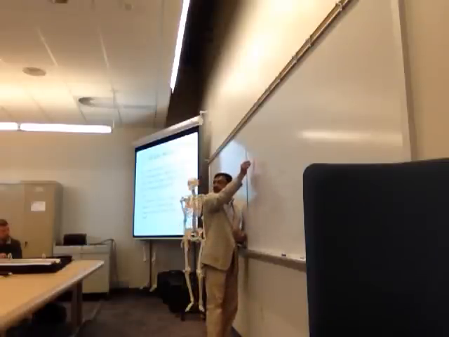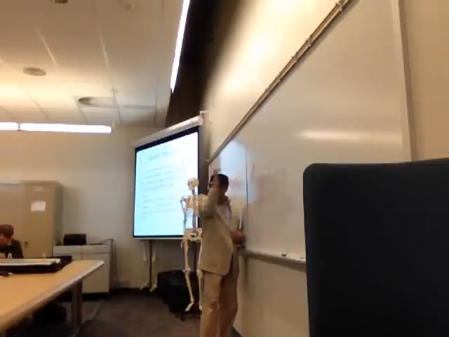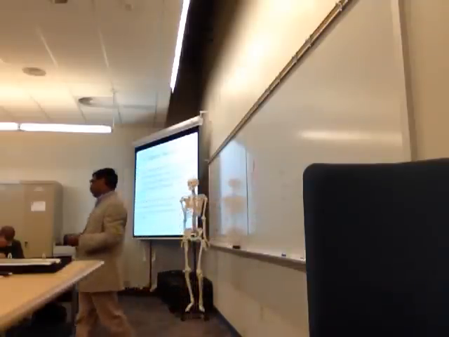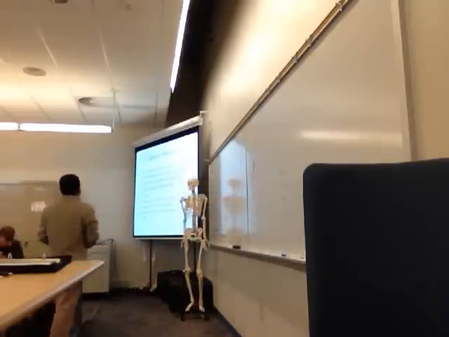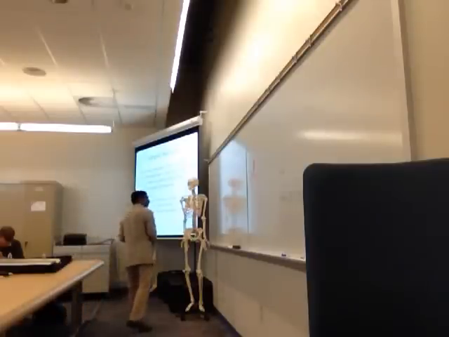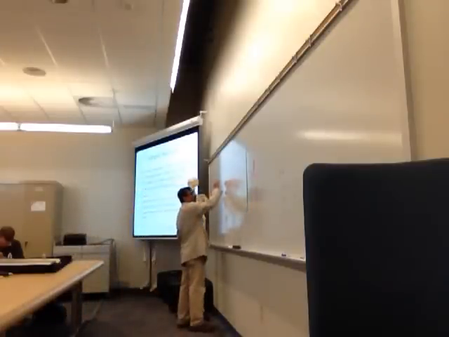One is the Bowman's capsule, and another is the wall of the capillary, right? This is the capillary structure, so the wall of the capillary. Those two structures form the filtration membrane. So now let's see, this is the glomerular capillary, this is the wall, and here is the Bowman's capsule. So fluid, water and other solutes have to pass through the filtration membrane.